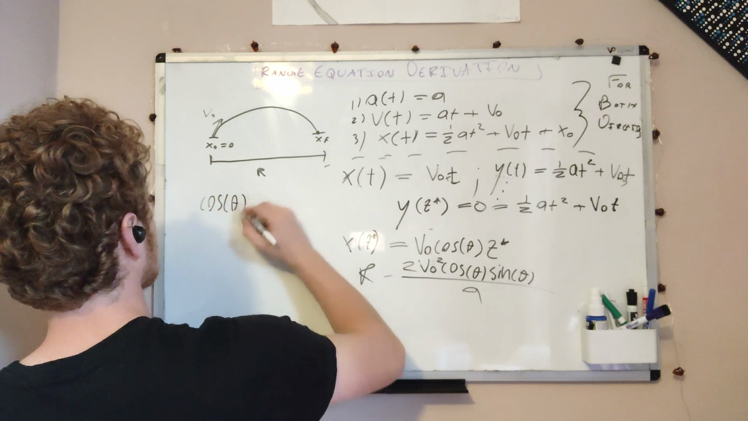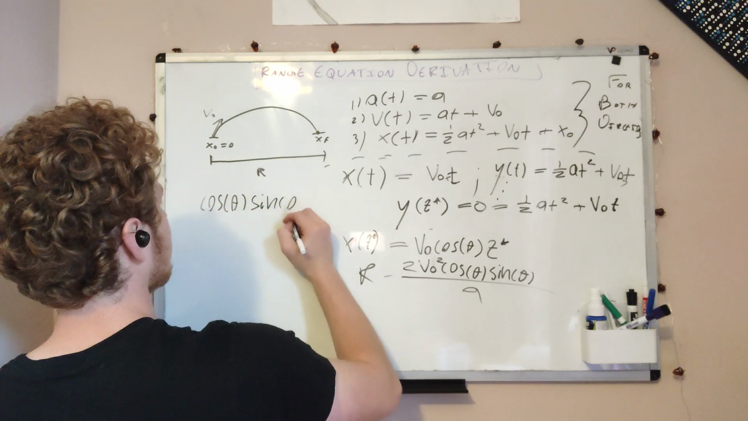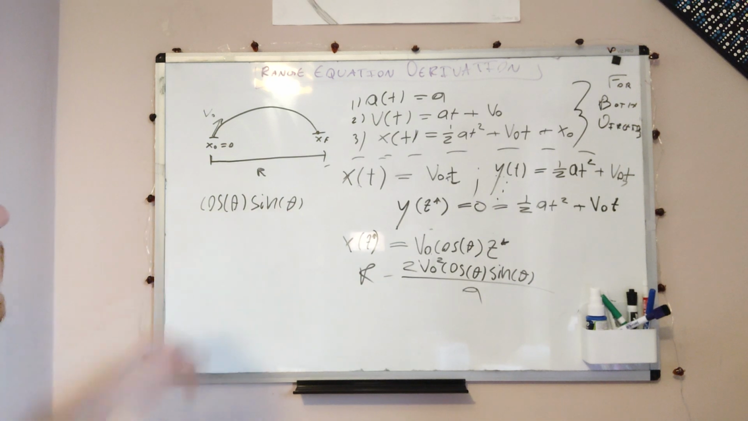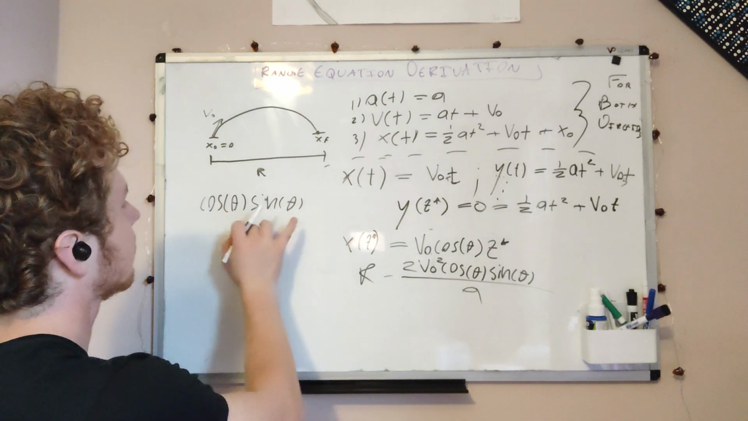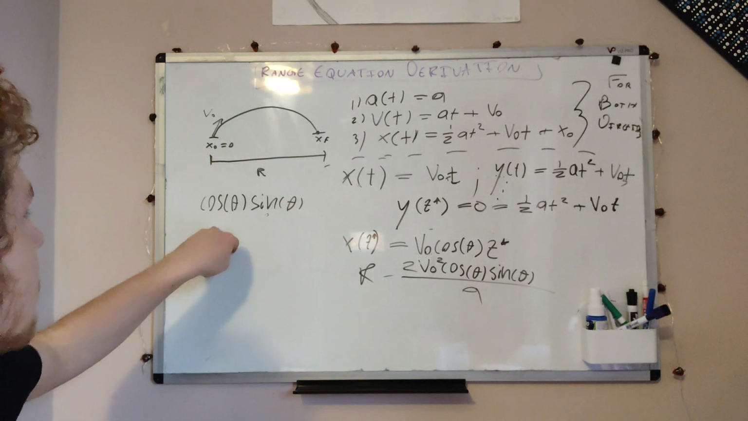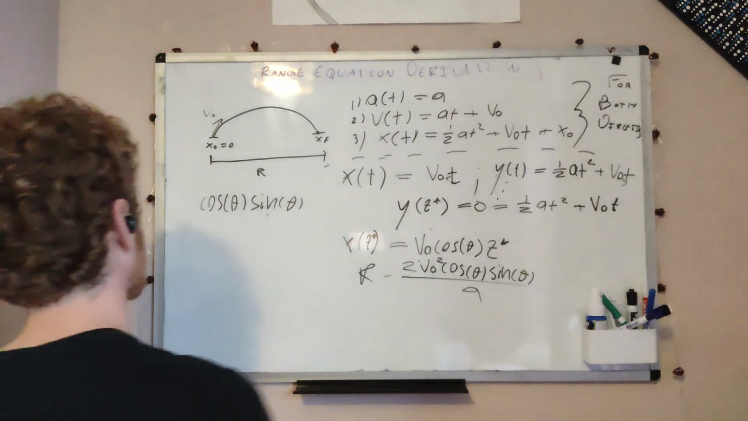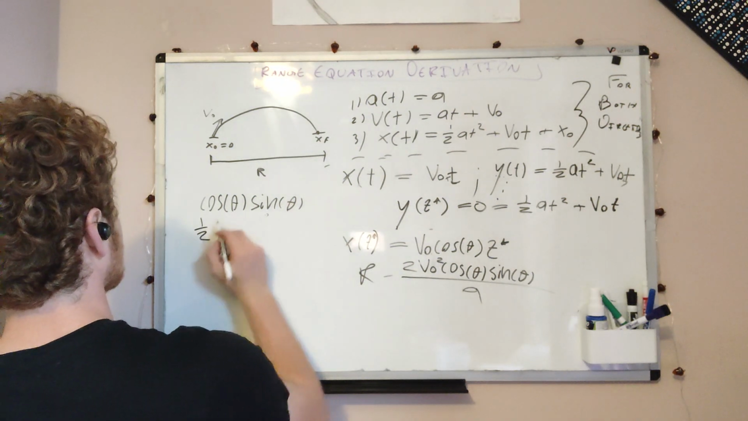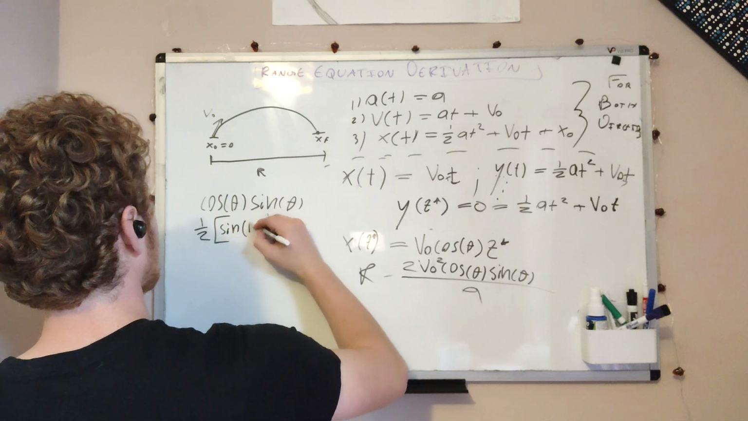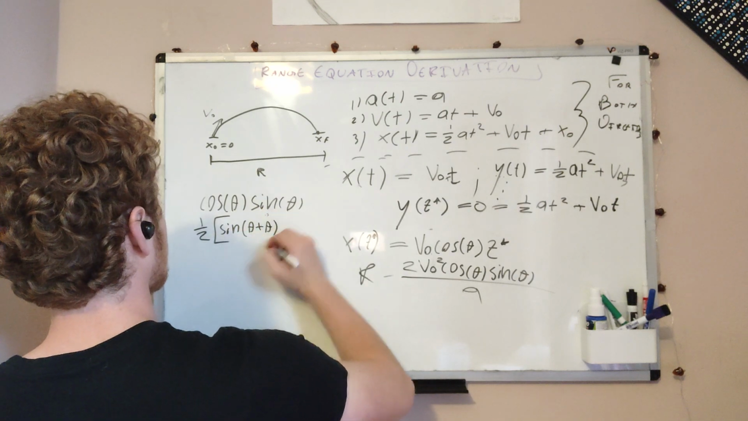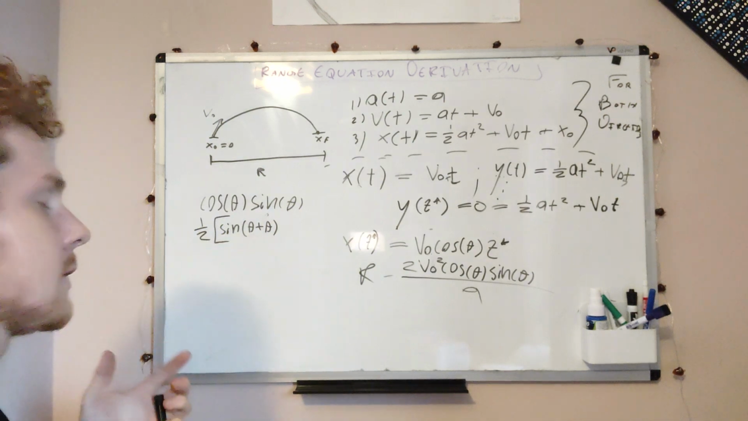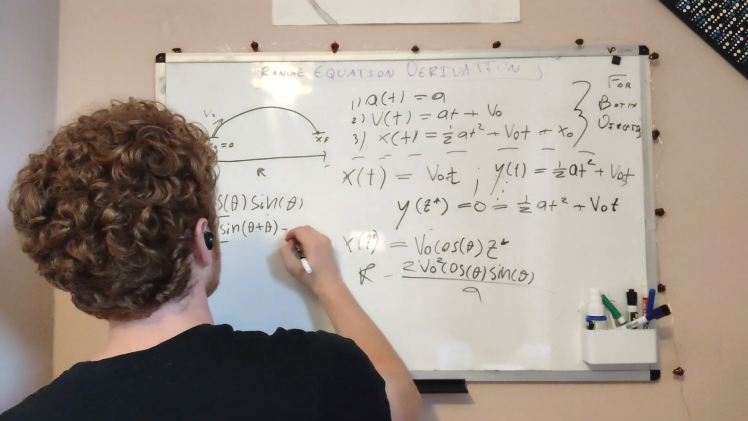Cosine theta, sine theta. Because you can rewrite anything in this form with any two cosine and sine functions. You can rewrite them as follows. Usually these are two different values, but in this case it's the same value. But you can still do it.